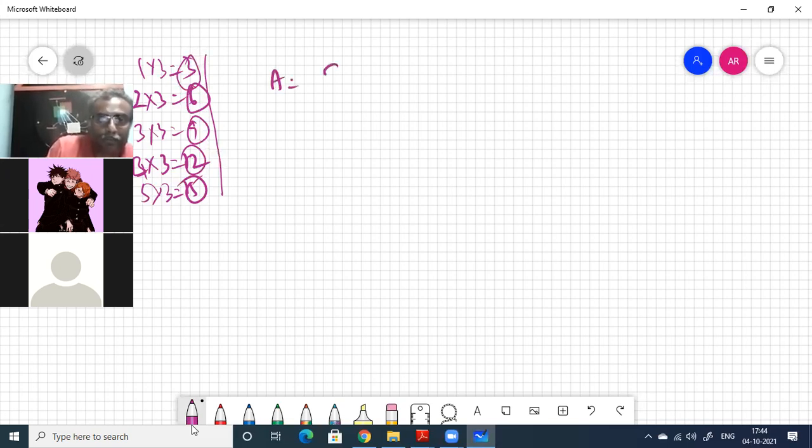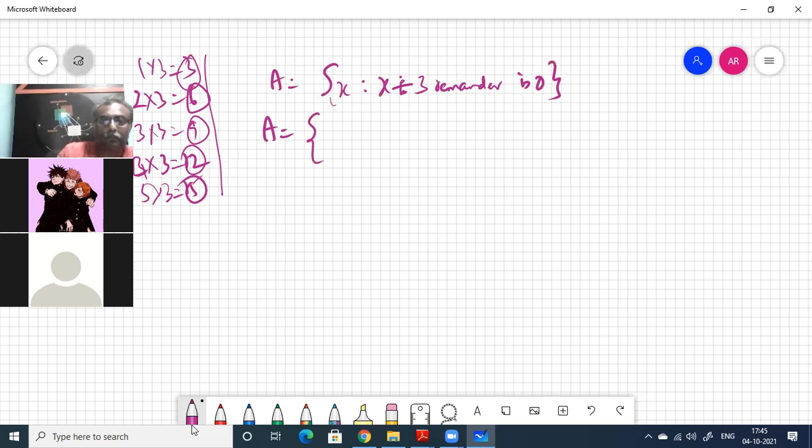So set A is equal to x, where x divided by 3 also you can say, the remainder is 0. Like that you can say. Or descriptive words: all the natural numbers which are multiples of 3. That's what she said. Okay. Roster form, how will you say? Now you write in roster form here.